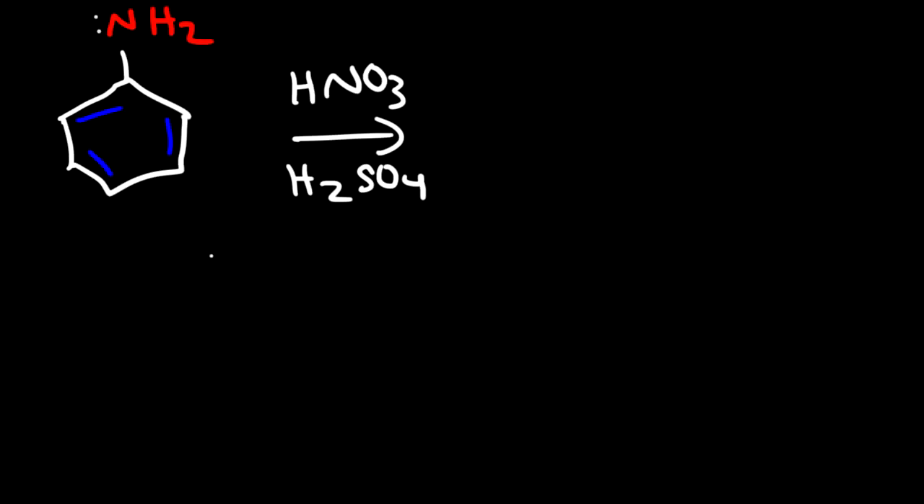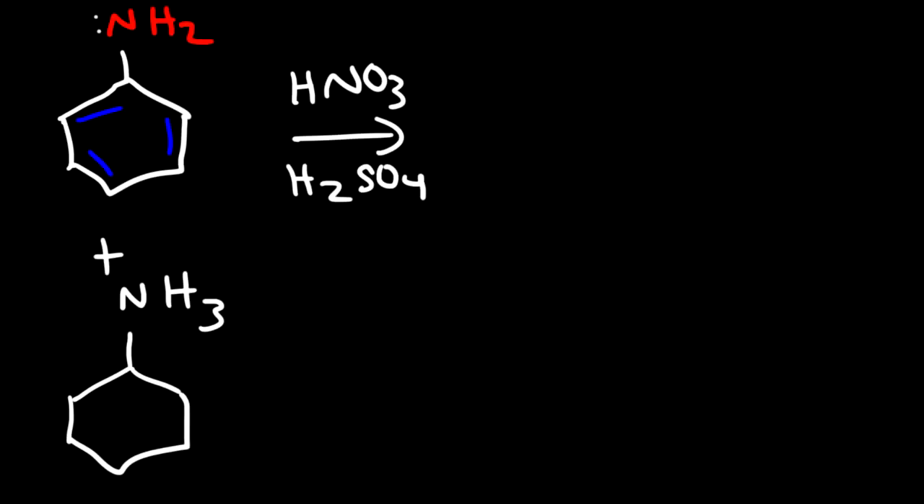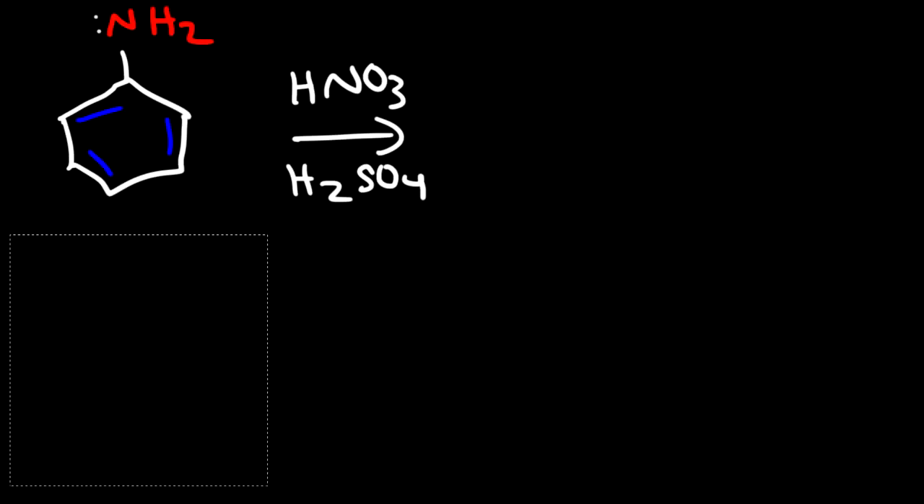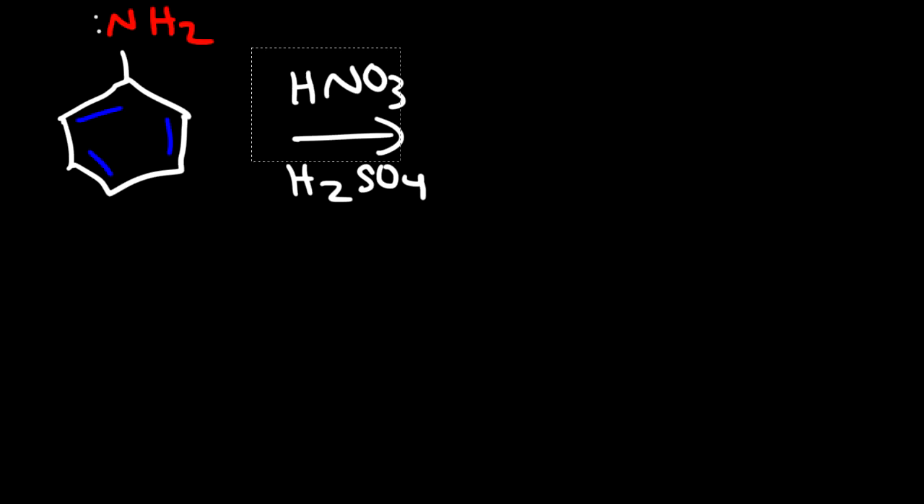Second, under acidic conditions, the NH2 group can easily be protonated. And once that happens, this is no longer an ortho-para director because it can't donate electron density to the ring using its lone pair since the lone pair is gone. So all it can do is withdraw electron density from the ring, making it a meta director. And so using aniline under acidic conditions is not going to give us the ortho-para effect that we want. So we need to do something else.